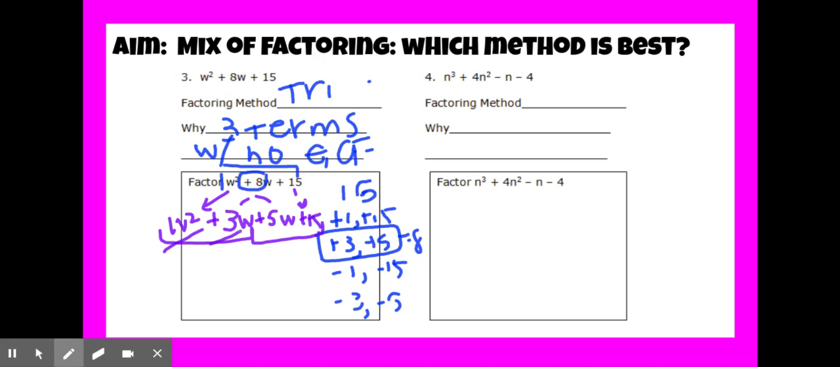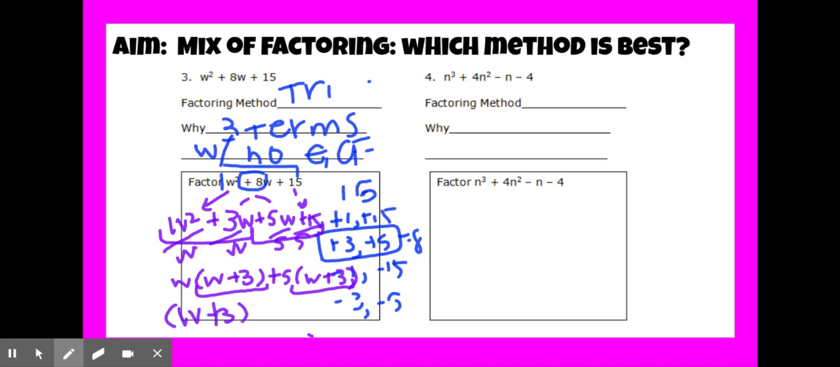Factor out those GCFs. W is the GCF of these two. So I get w times w plus 3. And then the GCF between these two is going to be 5. So you get positive 5 and then w plus 3. Then we bring out our common factor of w plus 3. And then we write our leftovers in the other set of parentheses, w plus 5. So that would be how you factor a trinomial.